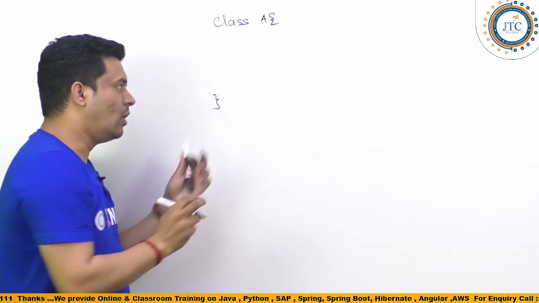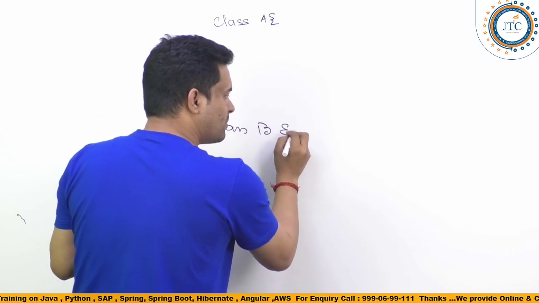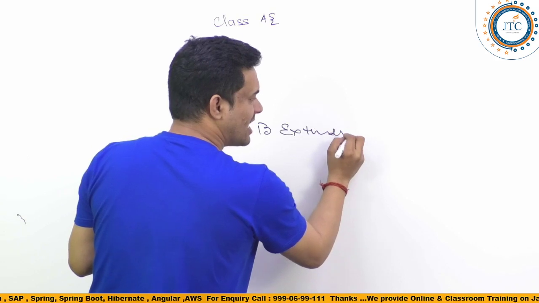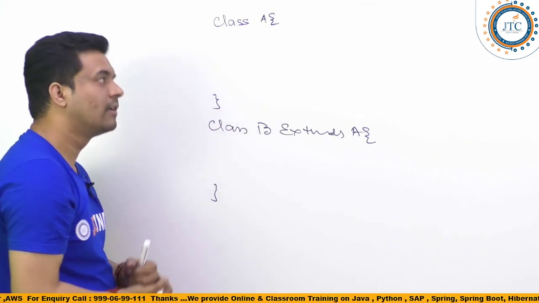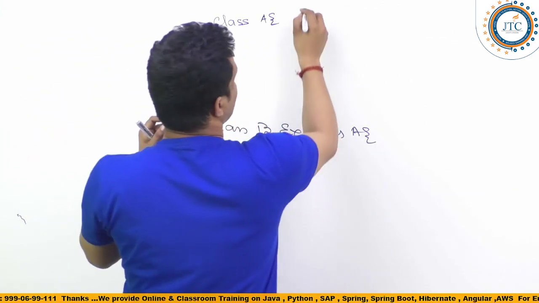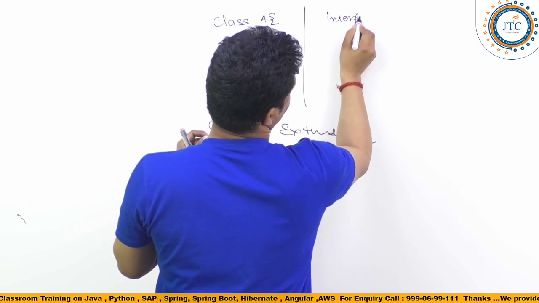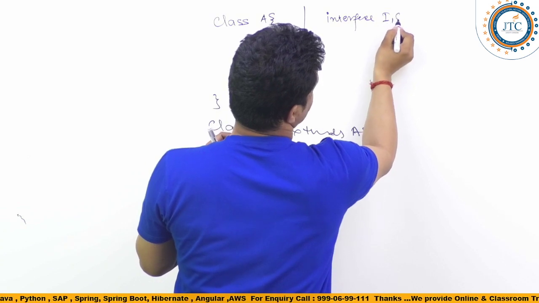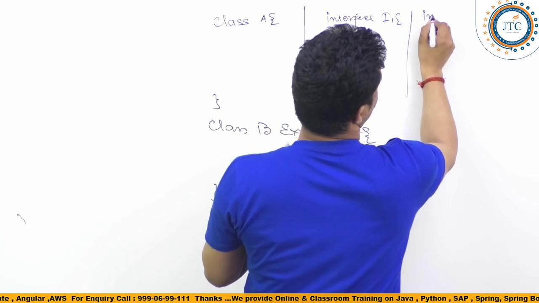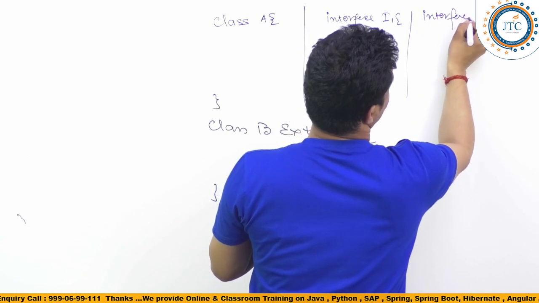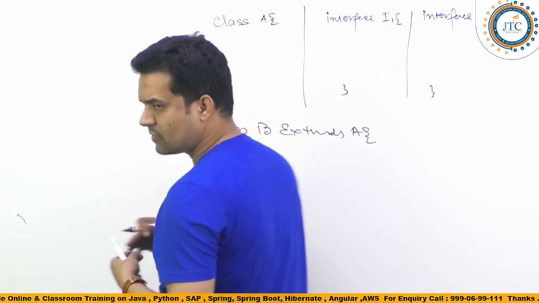Is that clear? Now at the same time, one more class I am writing, class B, which extends class A. This is another class you have written. Fine. Similarly, suppose maybe some interfaces we have, let's say interface I1, or another interface I2 we may have, right? These kinds of interfaces we may have.